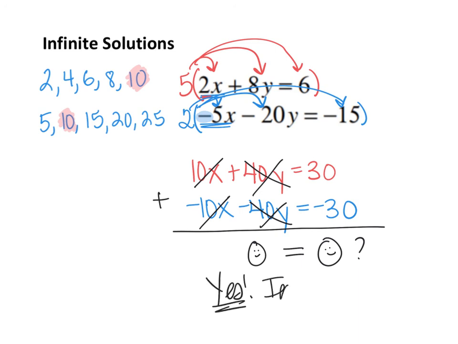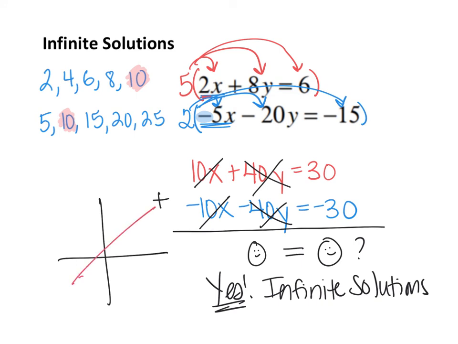That means there are infinite solutions. So in the last one we said there's no solutions because it was false. X's went to 0, Y's went to 0, and we had a number on the other side. That was no solution. In this case, every single part went to 0, so this is infinite solutions. What that would look like on a graph is you put one line, and when you graph the other line, it's right on top of it. It's the exact same line. That's why there's infinite solutions.